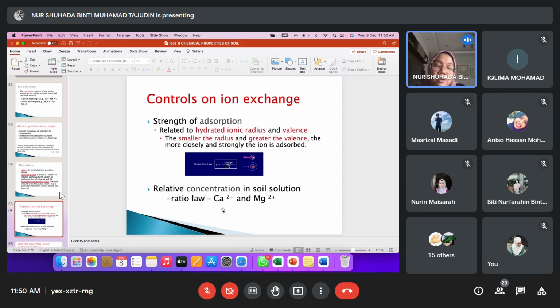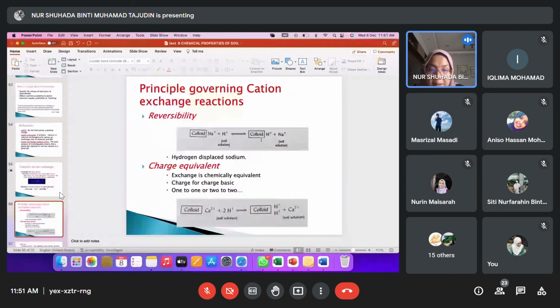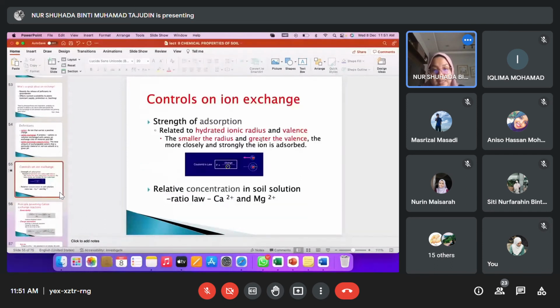If you put a lot of calcium, calcium will succeed in sitting there. Magnesium is second. But if there is H plus, it will sit at all of the cation sites and not allow calcium and magnesium. Why? Because the smaller the radius and the greater the valence, the more closely and strongly it is adsorbed by the soil. Okay, understand?